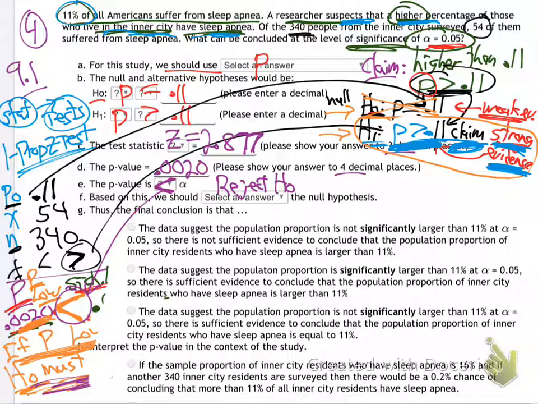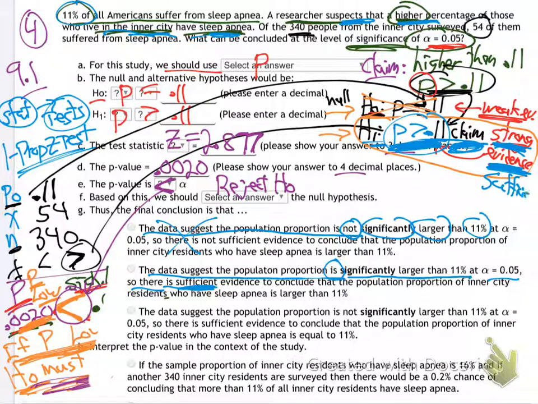Let's read these words. The data suggests that the population proportion is not significantly larger than 11%? No. It is larger than 11%. That's wrong. The data suggests that the population proportion is significantly larger than 11% at alpha 0.05. So there is sufficient evidence. Yes, there was strong. Strong means sufficient, right? Sufficient means enough. There was sufficient evidence. Yeah, that looks good.